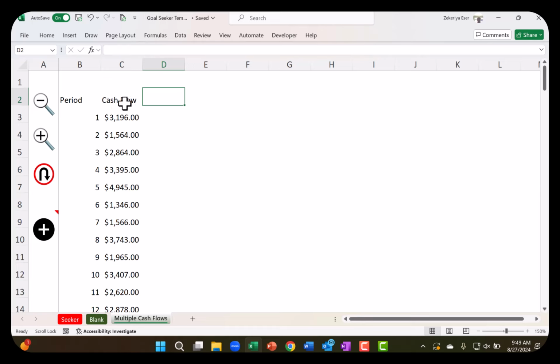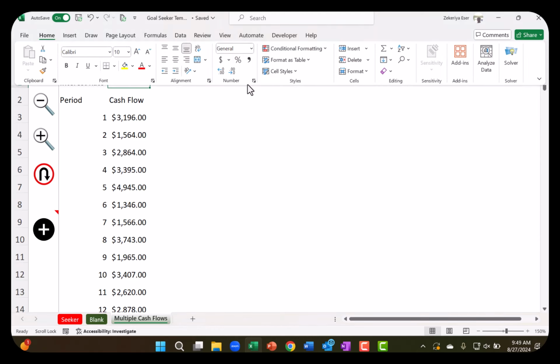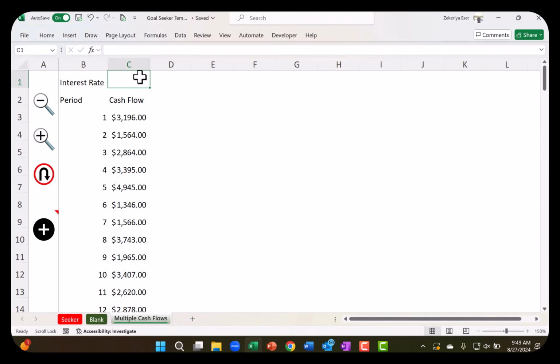Let's add an interest rate. I'm going to make that a percentage. Let's say 5.5, right? Basically, I have these 120 cash flows, and I would like to know the present value of all of these, right?